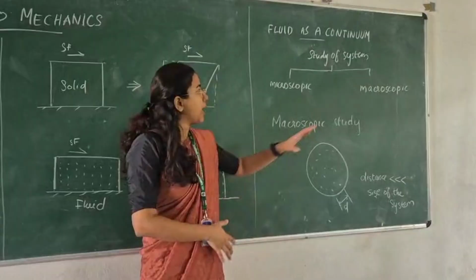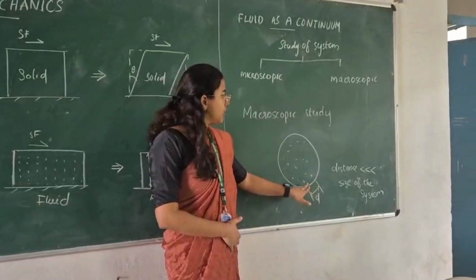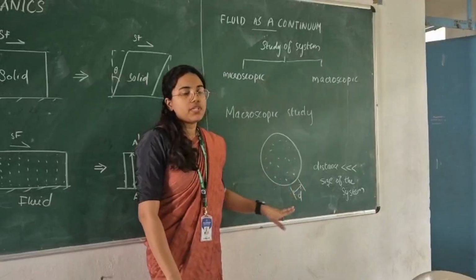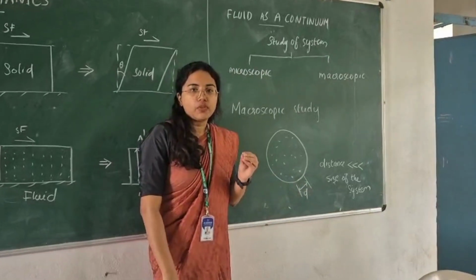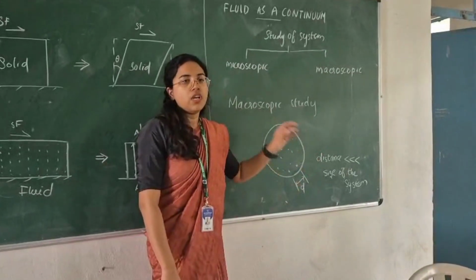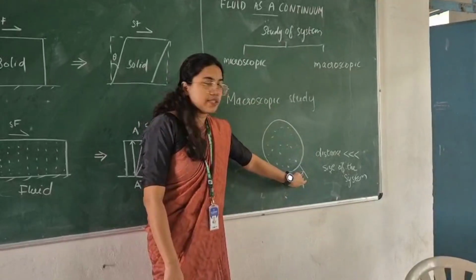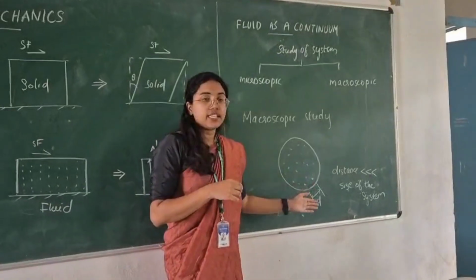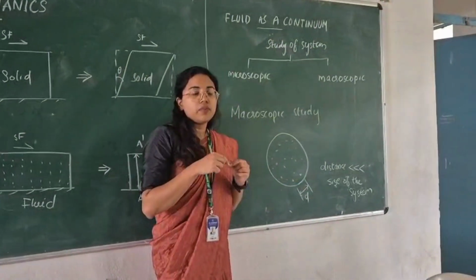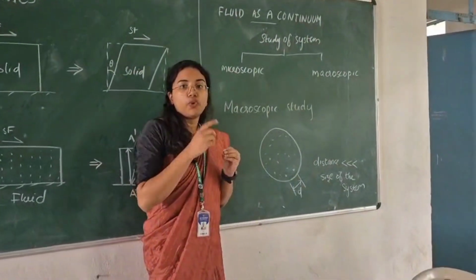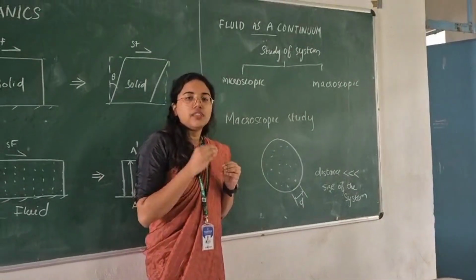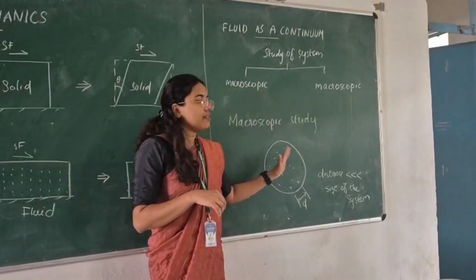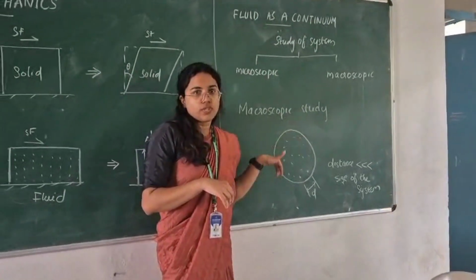If we take the macroscopic system, and take two single molecules, the distance between these two molecules will be very, very small compared to the entire system. So we can neglect this distance, and by neglecting it, we consider the whole system, or all the fluid molecules, to be sitting close together. This concept is called the continuum concept. In macroscopic study, we consider the system as a continuum.